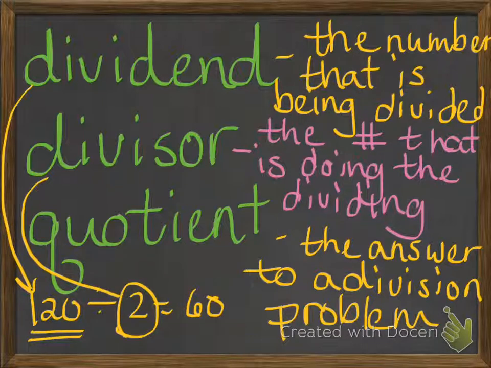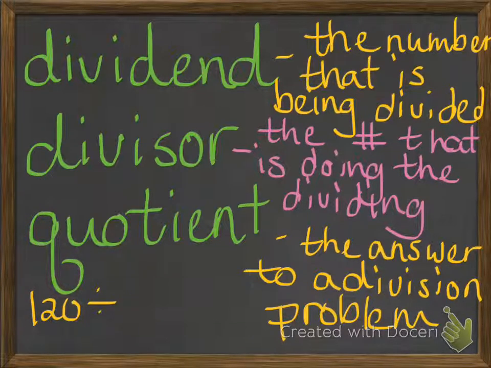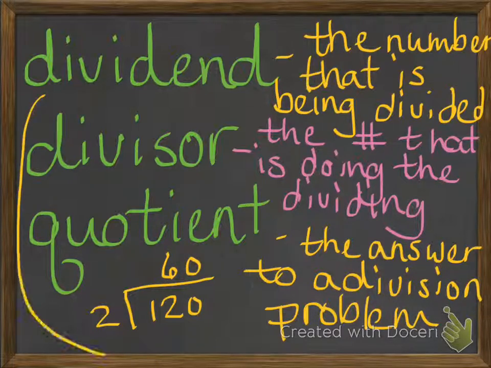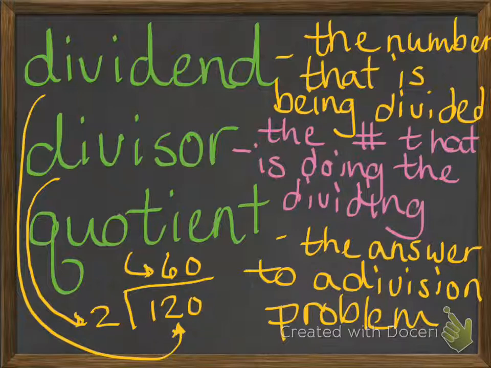If I were writing it in a division box, and oops, I wrote it like this, 120 divided by 2 equals 60. The dividend is still the number that's being divided. 120 is the number that's being divided. The divisor is the number that's doing the dividing. It's 2. And then the quotient is the answer to the division problem.